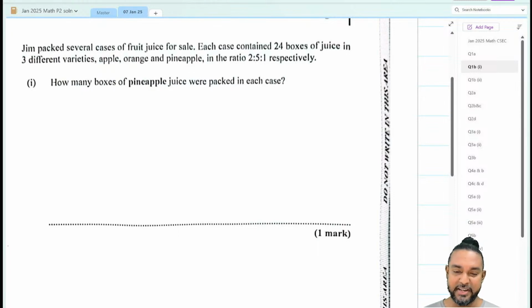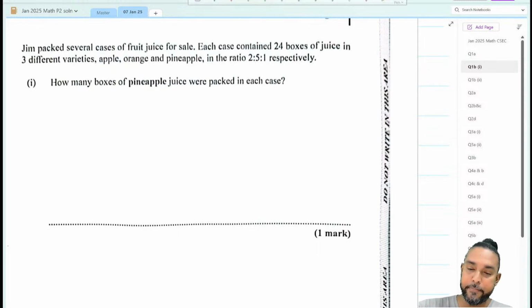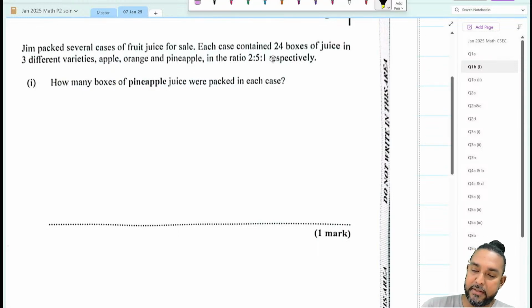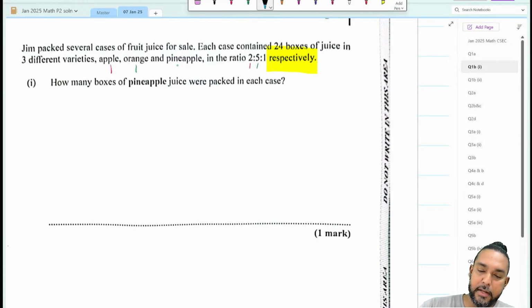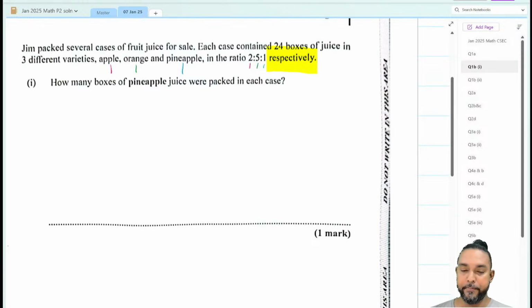Right, Jim packed several cases of fruit juice for sale. Each case contained 24 boxes of juice in 3 different varieties, apple, orange, and pineapple, in the ratio 2 to 5 to 1 respectively. Right, so see that word respectively? That means that the apple corresponds to the 2, the orange corresponds to the 5, and the pineapple corresponds to the 1. So how many boxes of pineapple juice were packed in each case?